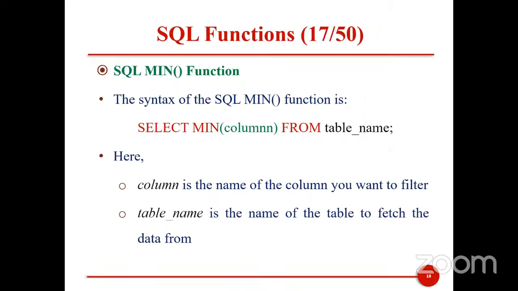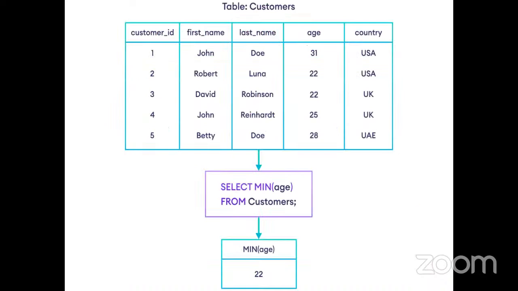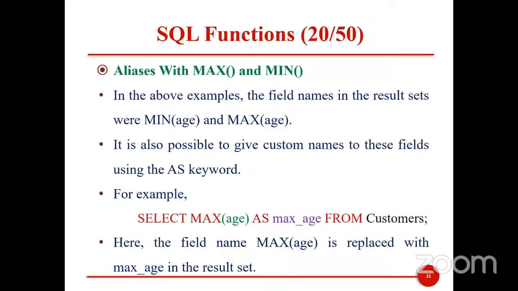Then we have the minimum function. That is, it brings you the minimum age, that is the lowest age. The syntax is SELECT MIN(column) FROM table_name. You'll find that SELECT MIN(age) FROM customers will display the minimum age from the 5 customers. You can see that the minimum age here is 22, and the maximum is 31.